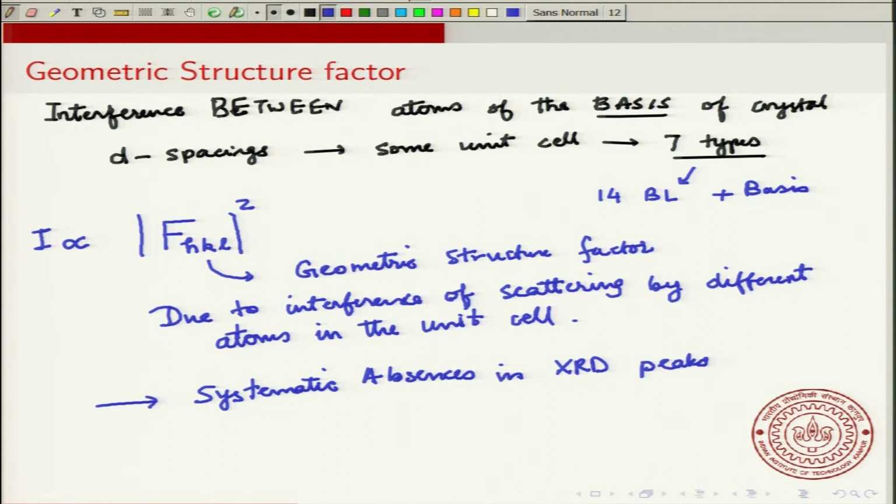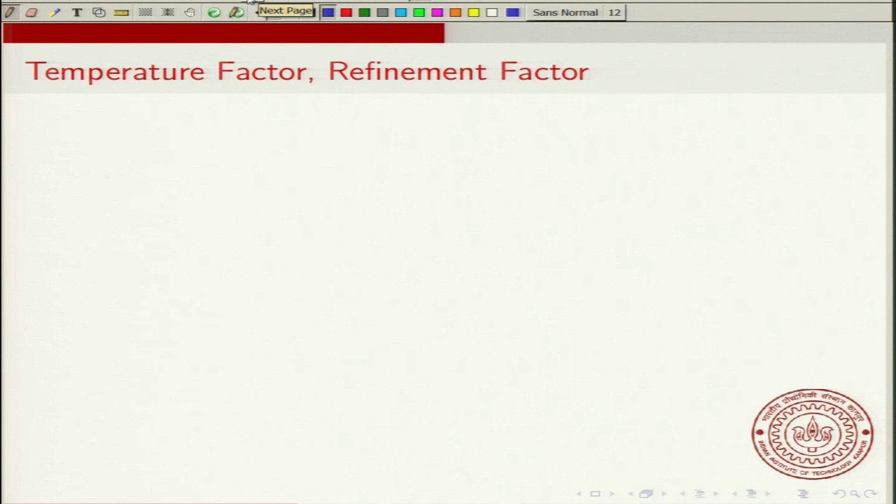So, in certain structures, for certain values of HKL, you would expect a peak, but that would be missing because of this geometric structure factor. We will see this in more detail in the next lecture. Okay. Now, I will just mention two more factors that affect the intensity of XRD patterns.